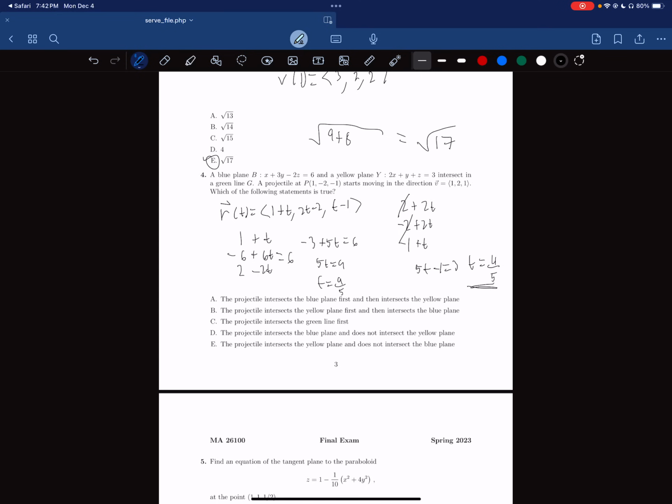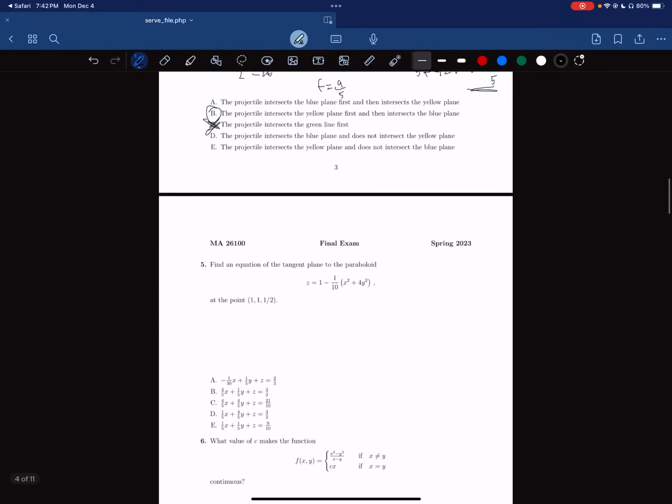I guess we should also check if it intersects the green line, but just looking at the answers, that's not really possible here because it's going to intersect the yellow plane and the blue plane. So it looks like B is our only answer here. C doesn't consider the fact that it intersects both of those other planes, so that is not our answer. So B is our answer here.